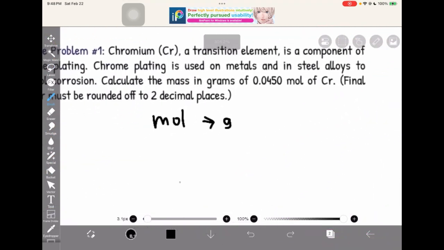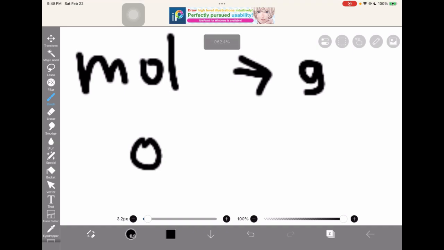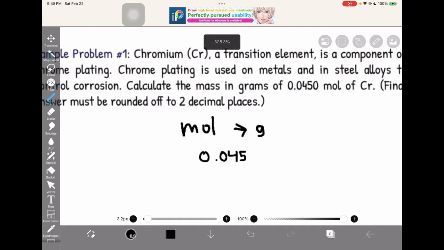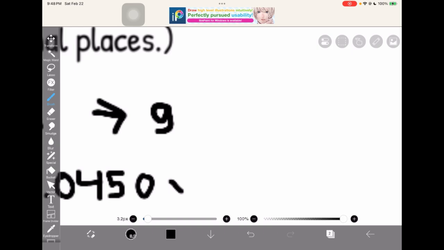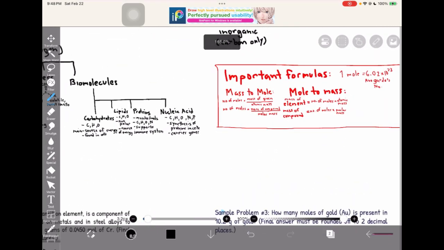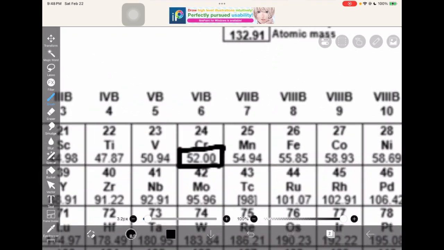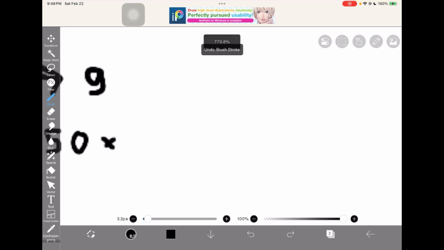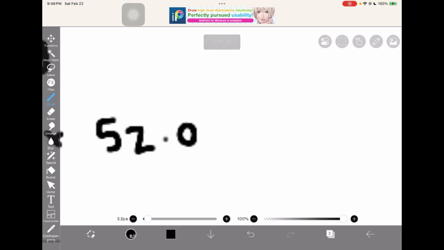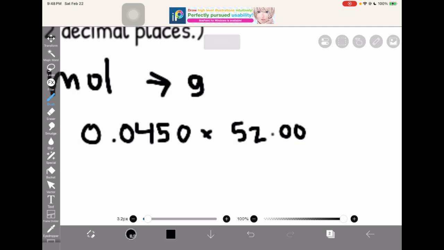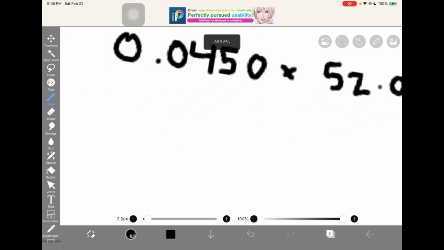So we are given the moles over here. That's 0.0450 times, let's see, we need to find the atomic mass of chromium. Cr is over here, which means it's 52.00. Don't worry, you can use a calculator on the test. So let's type in our calculators together. 0.0450 times 52. We get an answer of 2.34.